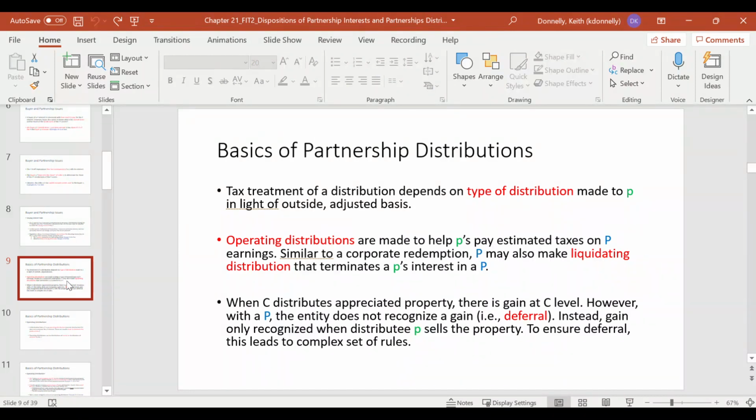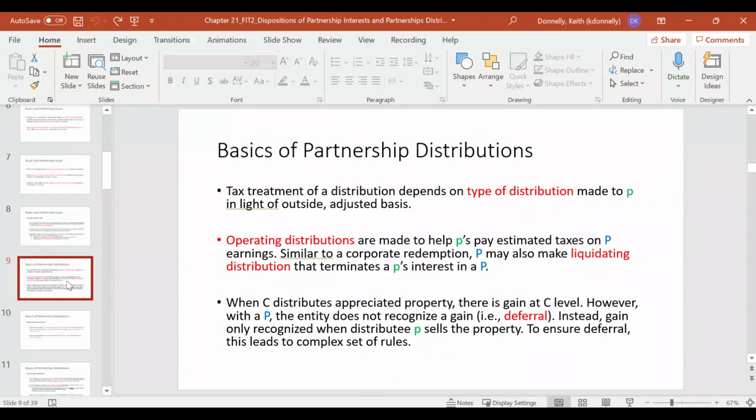So as I have here, tax treatment of a distribution depends on the type of distribution made by the partnership in light of outside basis. The first thing we have to distinguish here is operating distributions versus liquidating distributions. An operating distribution is basically one that's made in the normal course of business. Hey, here's some money pushed out to you as a partner in the partnership. And generally, we're just going to reduce our outside basis when we receive those.